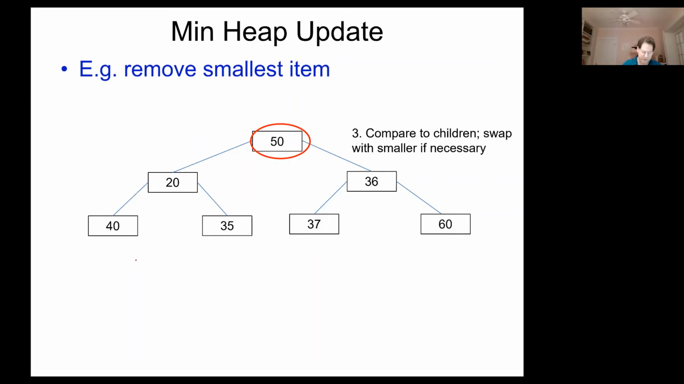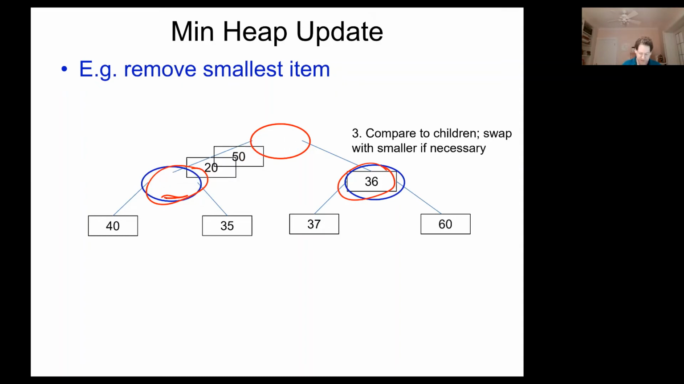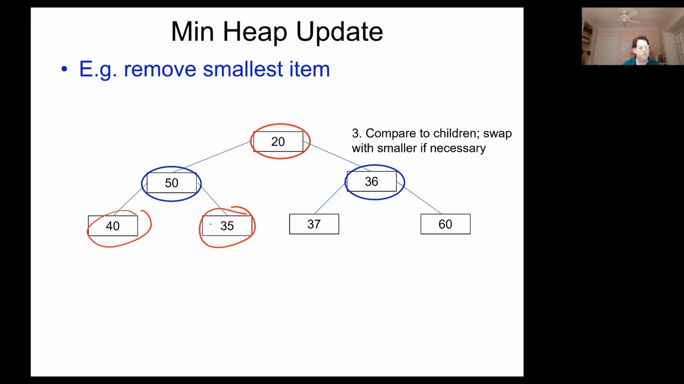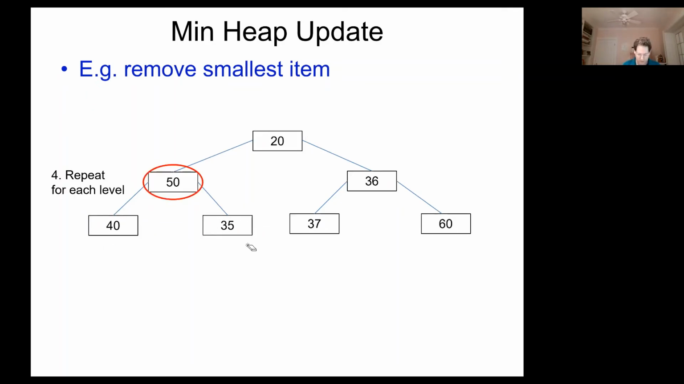Okay, so we compare 50 to its children. Is 50 less than 20? Is 50 less than 36? It isn't. The smallest child is this 20, so we swap with that. Now we have to compare those children again. We compare it to 40, compare it to 35. Is it smaller than them? It's not. If it's not, swap it with the smaller of the two children. The smaller of the two children is the 35, so we're going to swap with that. And now we're done. This is actually a heap again.